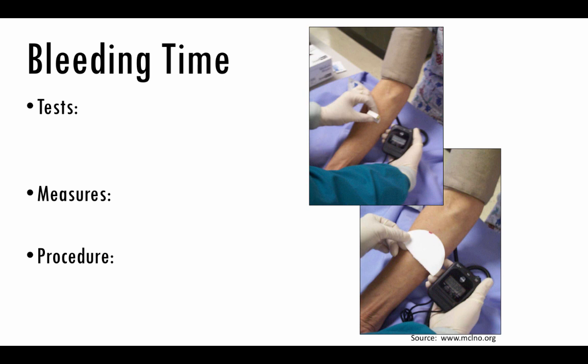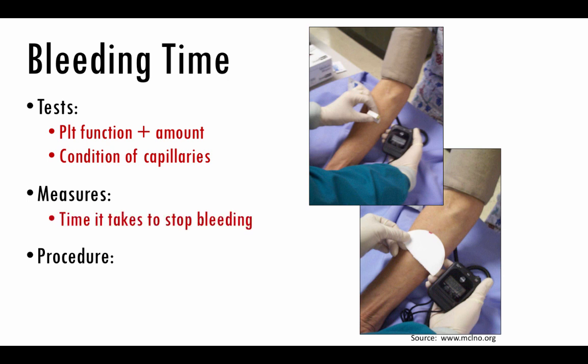So one of the first tests we'll talk about, and perhaps the most archaic, is called bleeding time, and it is pretty much just like it sounds. This is a test that is going to check to see, are your platelets working and do you have enough of them, and then are your capillaries working? And so it's measuring essentially how long does it take you to stop bleeding, because remember the very first stoppage of bleeding tends to happen by the platelets sticking to the site of damage.